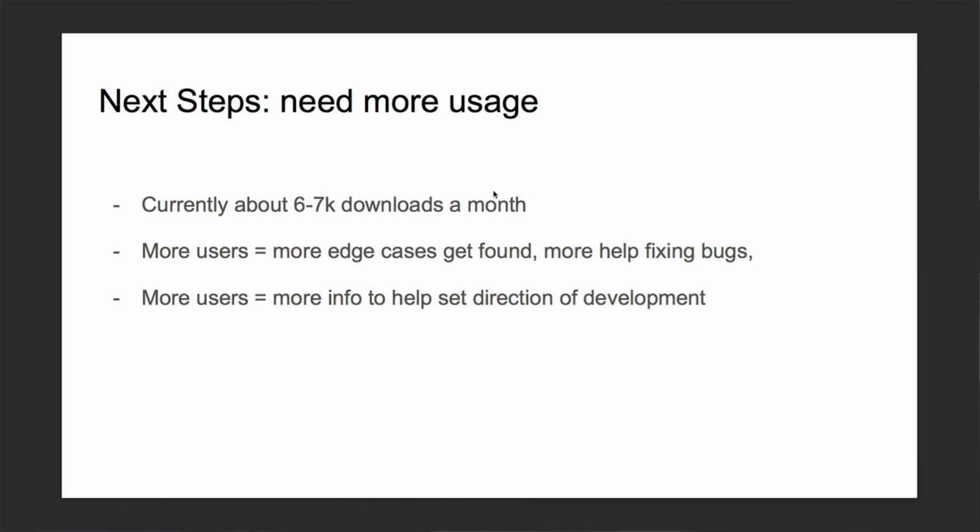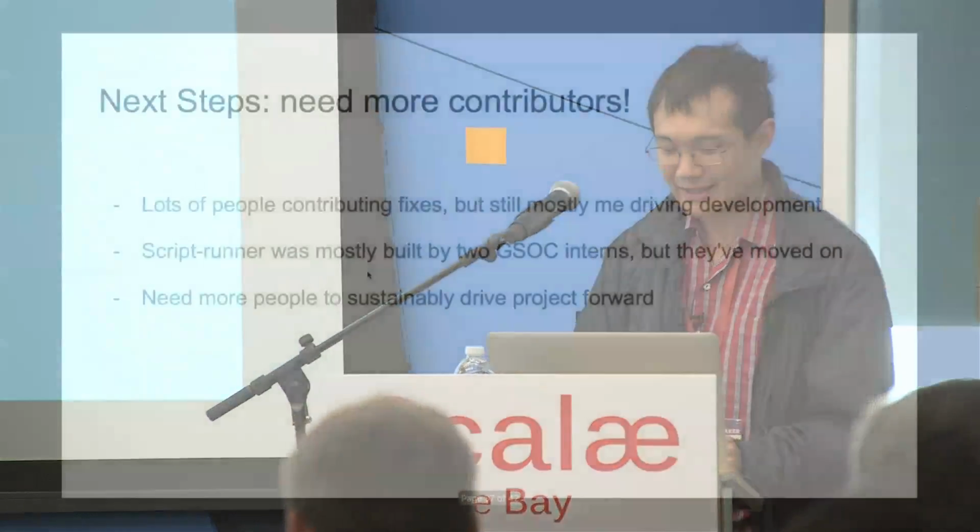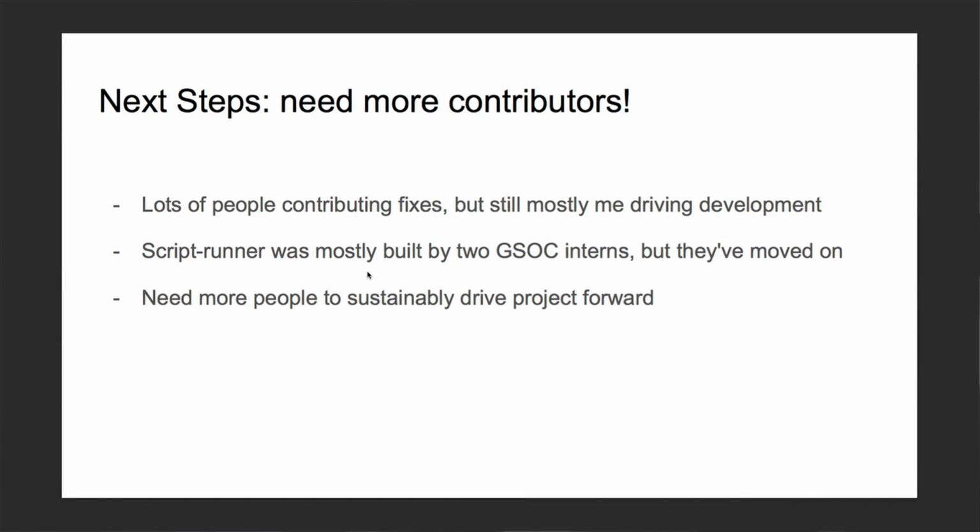As with most projects, it could definitely use more usage. Currently it's about 6 or 7K downloads a month, which is okay, but more users always helps because more edge cases get found, and more people can help fix bugs. And probably most importantly, more users help set the direction of development, because as in many of these projects, you could do anything, but just because you could doesn't mean you should. Ideally, this project would be useful to a broad range of people. For that to happen, I would need people to use it and give feedback on what they want to do, what they want to use it for, and what they can't or don't want to use it for.